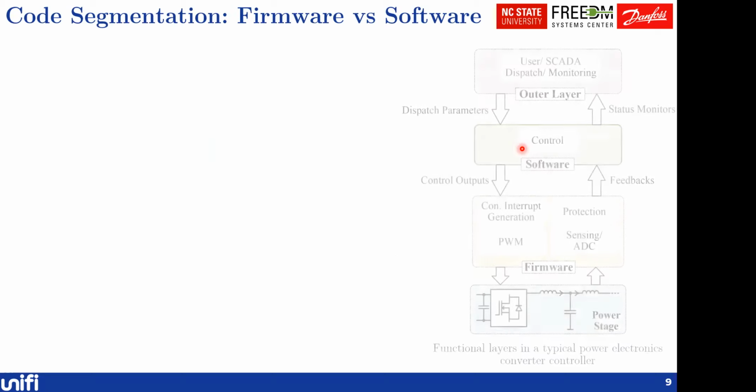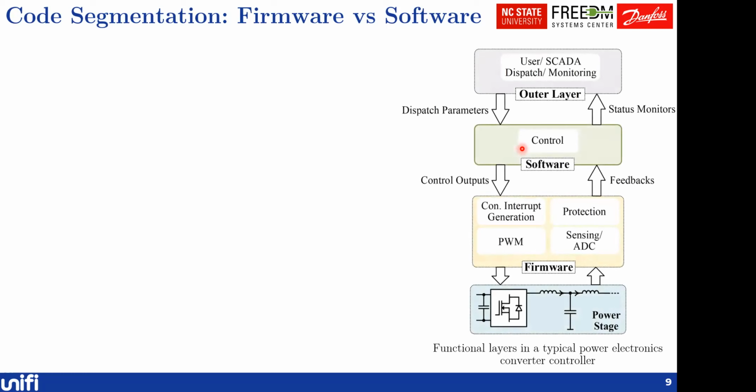So what I mean by code segmentation is, if we look at a typical power electronic application, we can create these layers. These type of layers are always there. So at the very bottom, we have the power stage. On top of that, we have the firmware. So what do I mean by firmware?